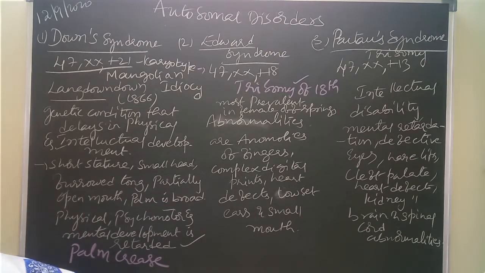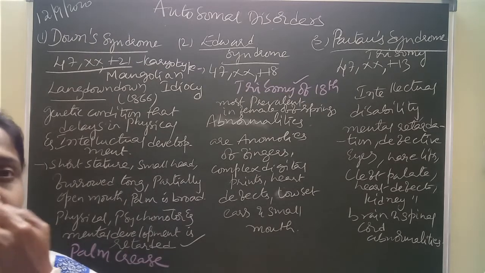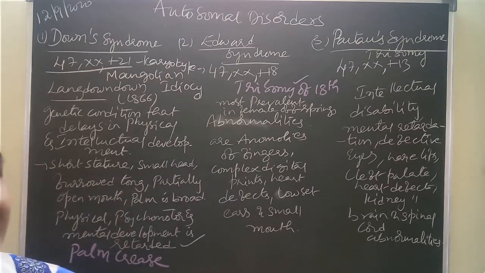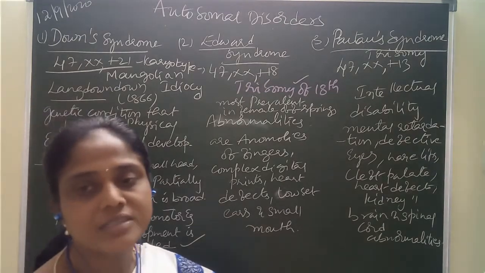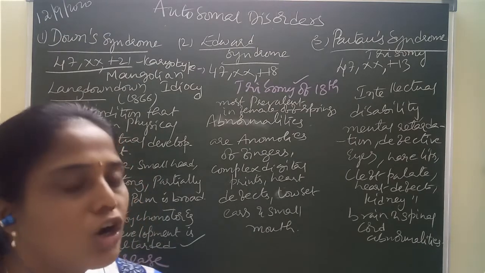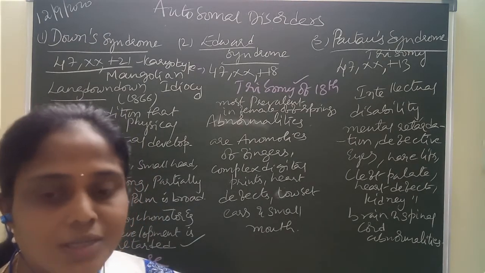So the third syndrome is Patau syndrome. It is due to trisomy of the 13th chromosome, hence the karyotype is 47XX plus 13. They show intellectual disability and mental retardation, with defective eyes, hare lip, meaning there is a breakage in the upper lip, just like in a rabbit, and cleft palate. Then heart defects, kidney defects, and even brain and spinal cord abnormalities are also seen.